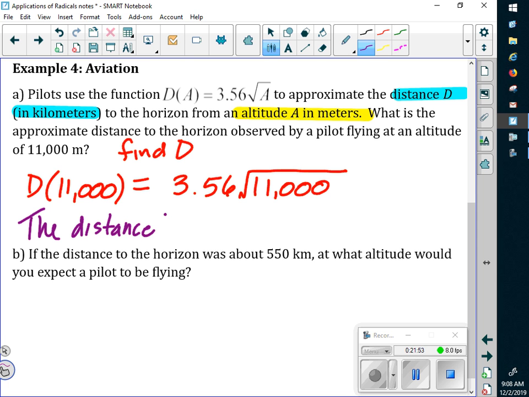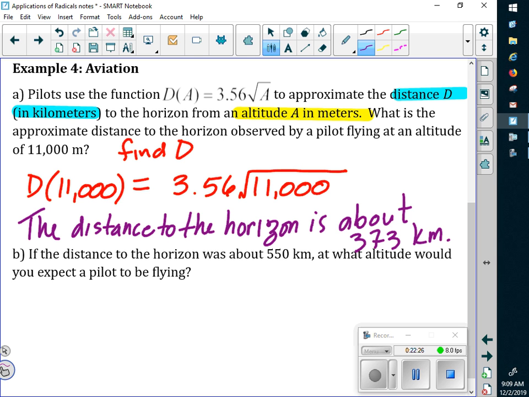The distance to the horizon. How are you supposed to finish it? What do you mean, how are you supposed to finish it? It says approximate the distance in kilometers. So we're going to round to the nearest kilometer. So what is it? 373? Yep, I agree. It is about 373 kilometers. You can use abbreviations for your units, that's fine.